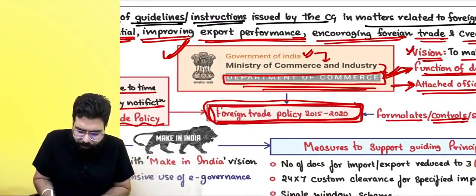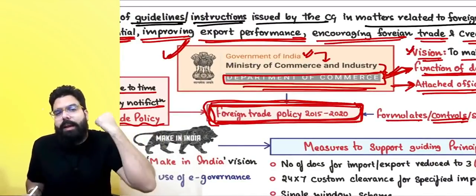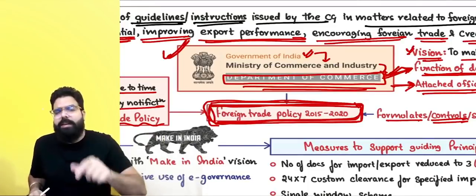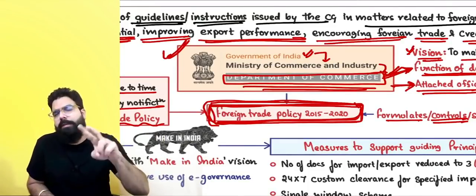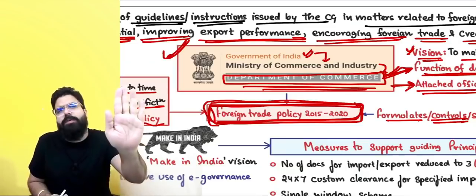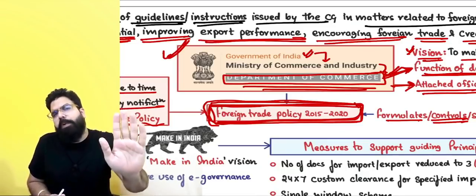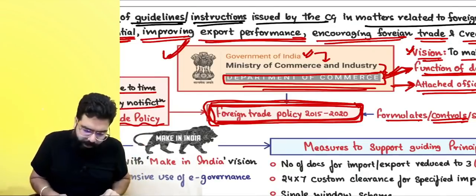Now, everyone over here. Here we come. What is the backup for making that foreign trade policy? It is section number 5 of the Foreign Trade Development and Regulation Act, which allows the government to issue a notification and notify the foreign trade policy for 5 years. Okay, sir, point is clear.